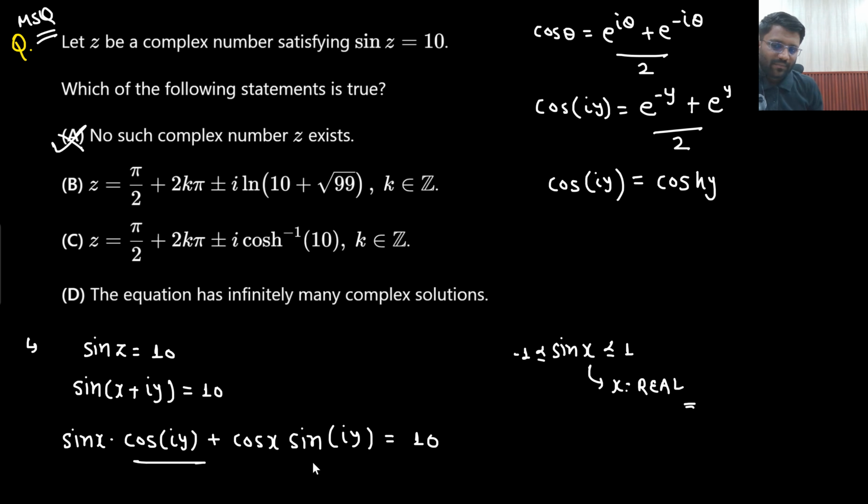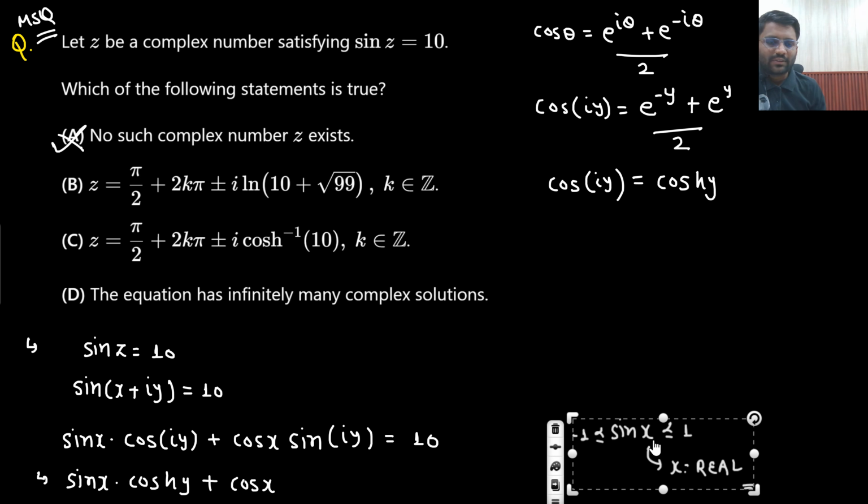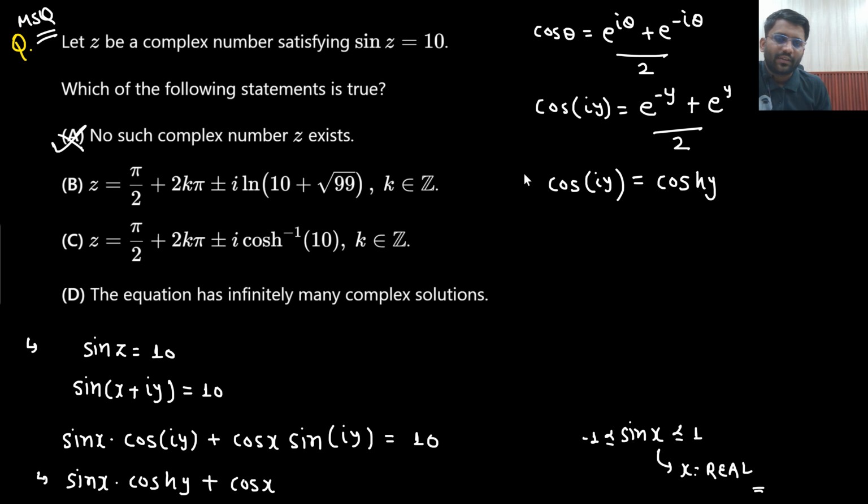So what has this become? Sin x multiplied with cos hyperbolic y plus cos x sin iota y. What will be your sin iota y? So let's talk about sin iota y. This was your cos iota y. Do you remember sin theta? Yes, sir. Sin theta was nothing but e to the power iota theta minus e to the power minus iota theta, divided by 2 iota.